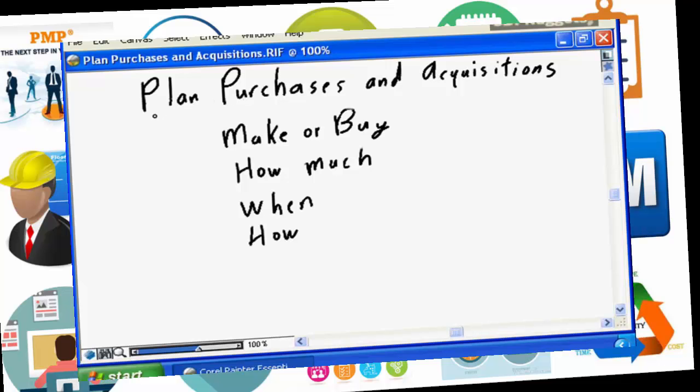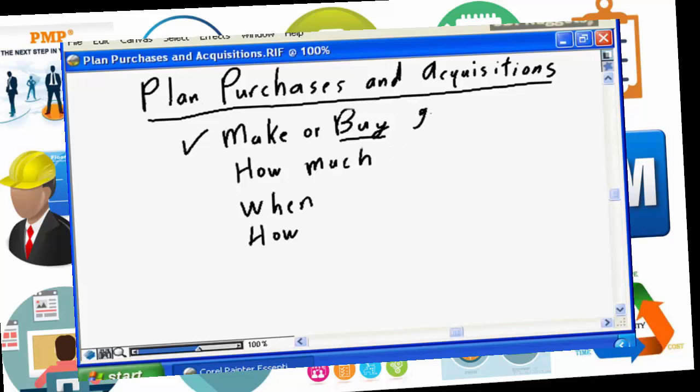The first step in project procurement management is to plan your purchases and acquisitions. In other words, make or buy. You need to decide if there are products or services that your project requires that can be made by the project team or must be bought or are better economically serving to the project if you buy them.